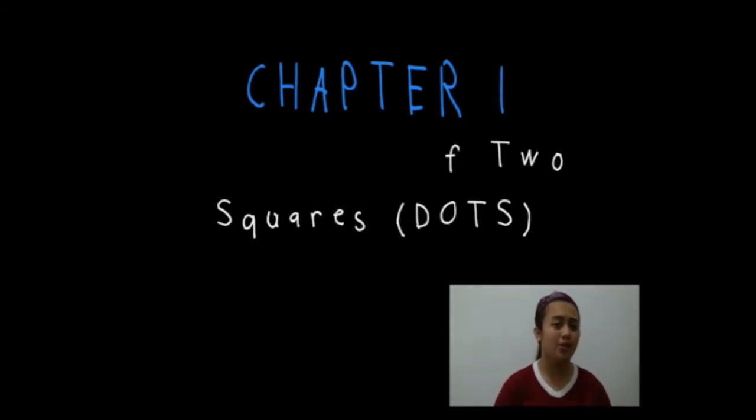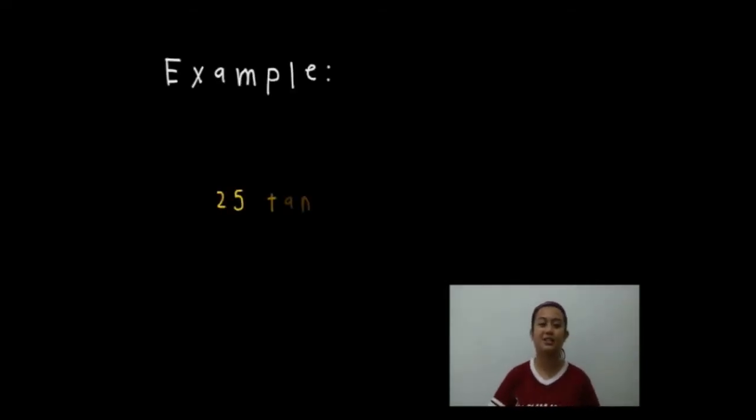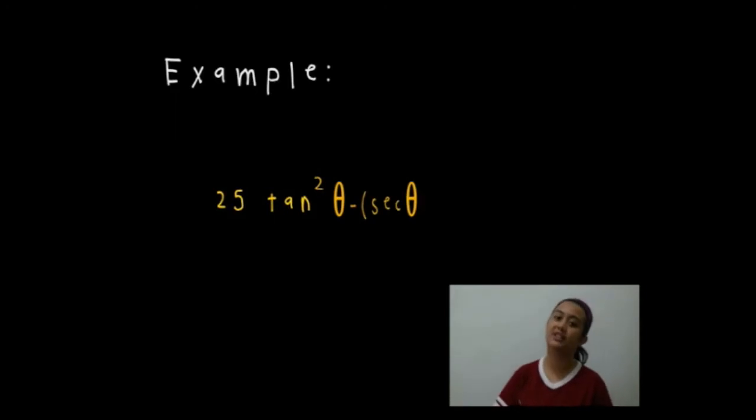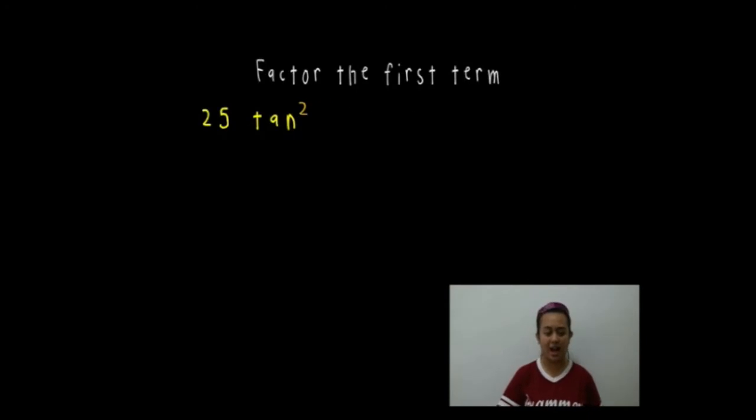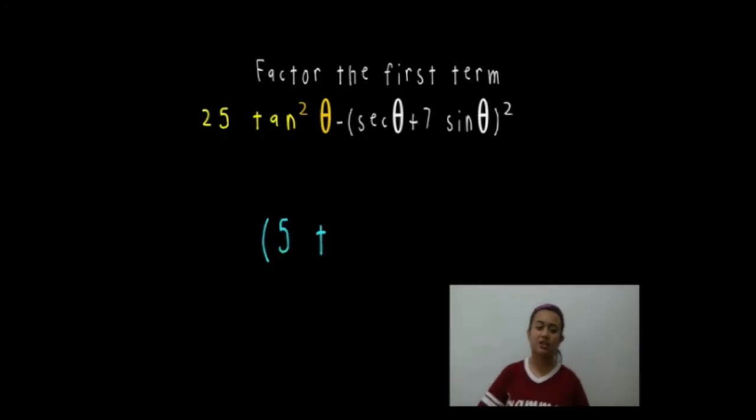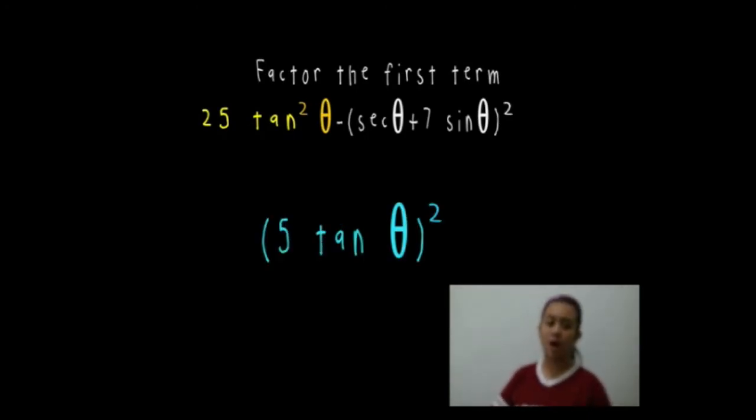First of all, note that this method is only applicable to perfect squares, so make sure you check your given first before you apply this method. Our given shall be 25 tan squared theta minus quantity secant theta plus 7 sine theta squared. Our first step is to factor our first term, which is 25 tan squared theta. This shall now be transformed into quantity 5 tan theta squared.